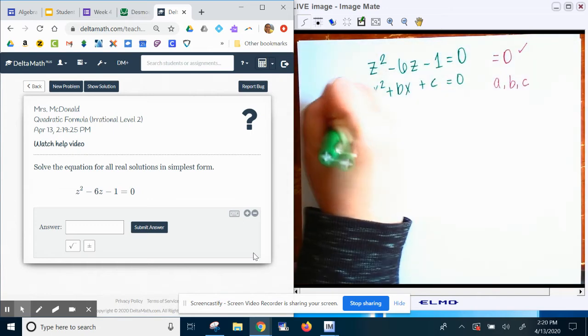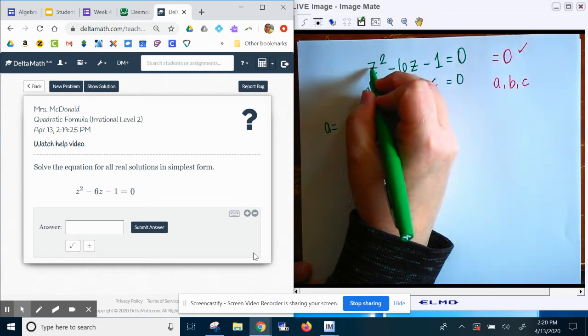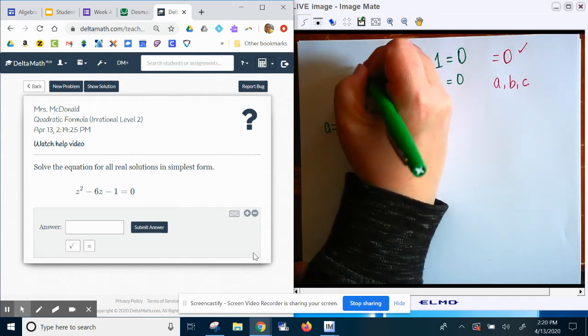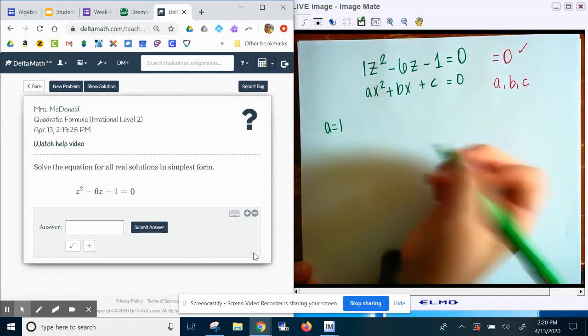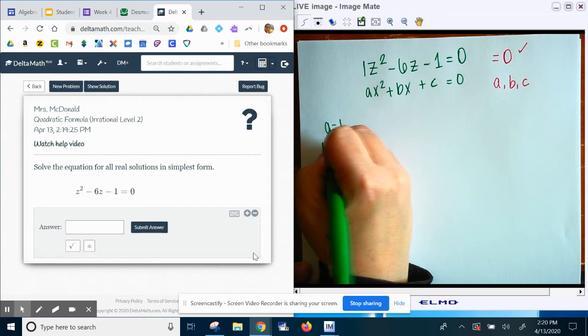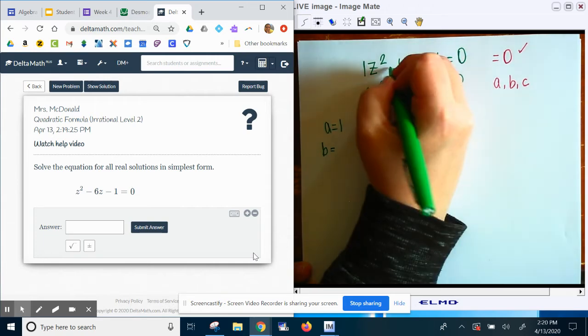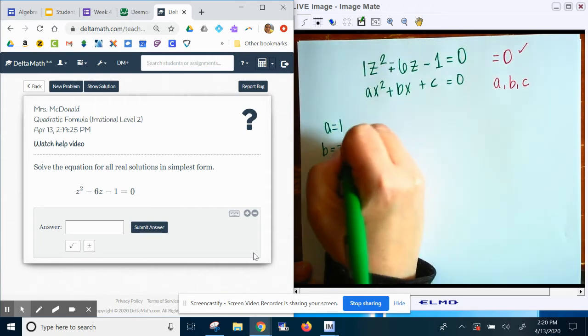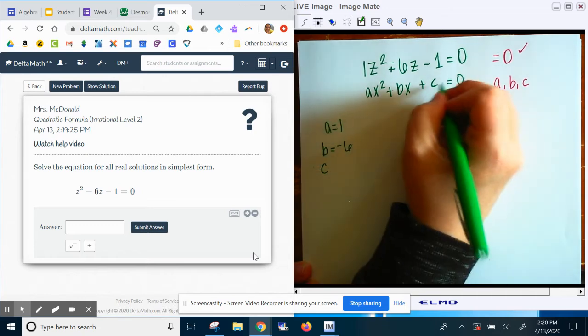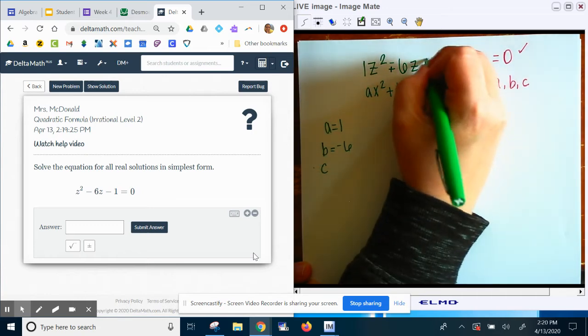My a this time is the number in front of the z squared. There's nothing in front of there, so that means there's an invisible 1. My b is the number in front of the z, so this time it is a -6. And my c is the constant. This time it is a -1.